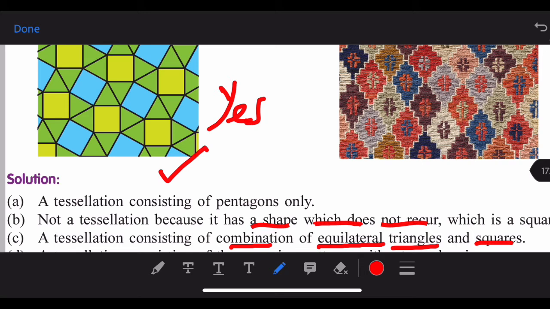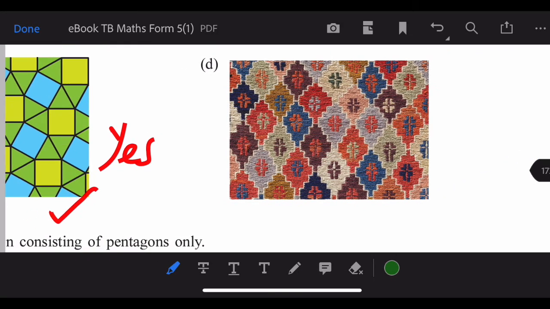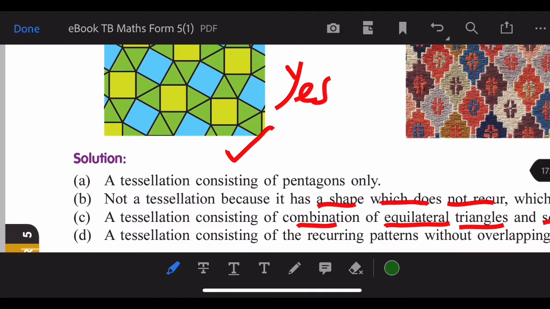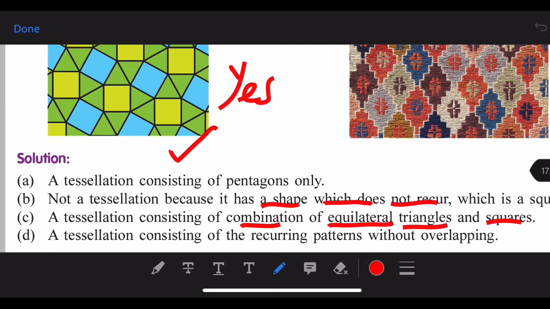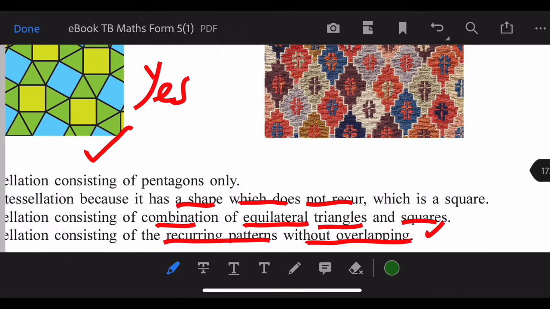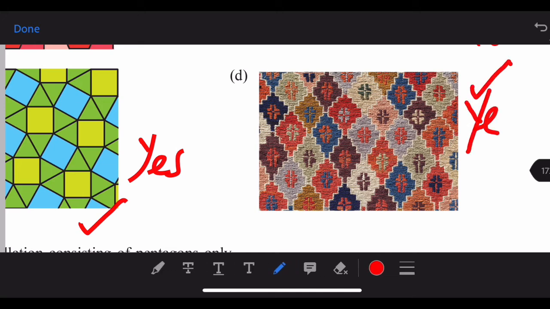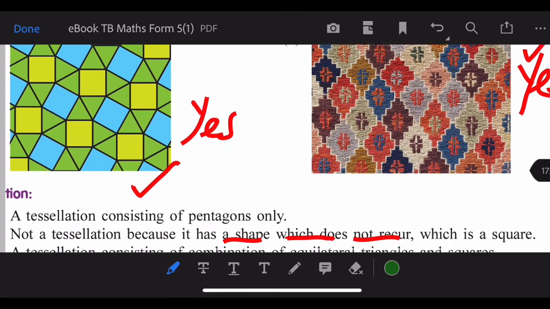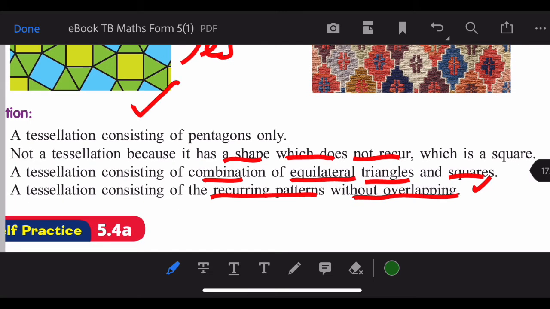Then how about D? It looks like a very beautiful batik, right? This one, yes or no? Yes, it is a tessellation because it consists of a recurring pattern, repetition without overlapping. So the batik is one example of a tessellation. Okay, understand? Very colorful nowadays. Wow, interesting, right? So you understand tessellation?